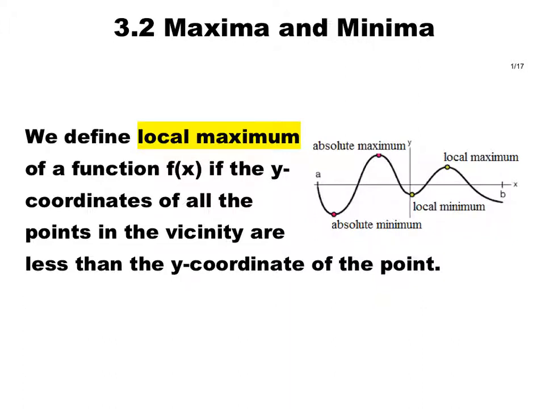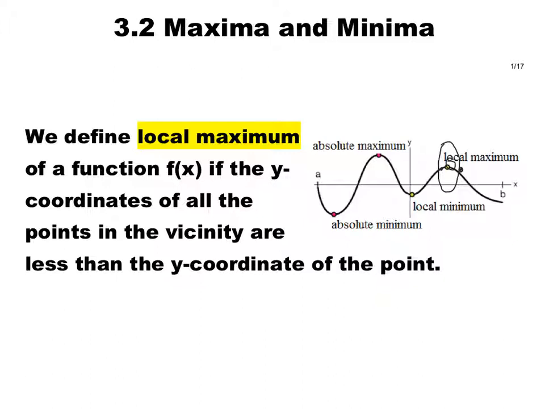Today we are going to talk about maxima and minima. We are going to define the local maximum of a function f of x to be a point where the function is maximum around that region. For instance, if we look at this point, you can see that in the region, let's say from here to here, the function is maximum here. This is called local maximum.